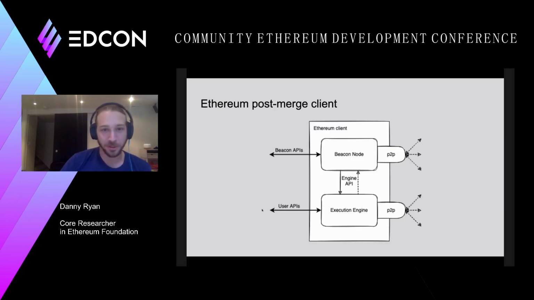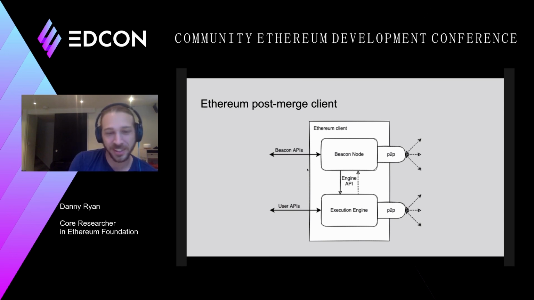What does a post-merge client look like? We get to reuse a lot of the same software. We get a beacon node, which is live today. We get an execution engine. Think about it, Geth or Nethermind minus the proof of work listening to this proof of stake. They both have their own P2P stuff. And they have these beacon APIs and user APIs. So these are all the APIs that we know and love, web3.eth, all that kind of stuff. Beacon APIs tell us about validators and finality and that kind of stuff. And we just get to use both independently.